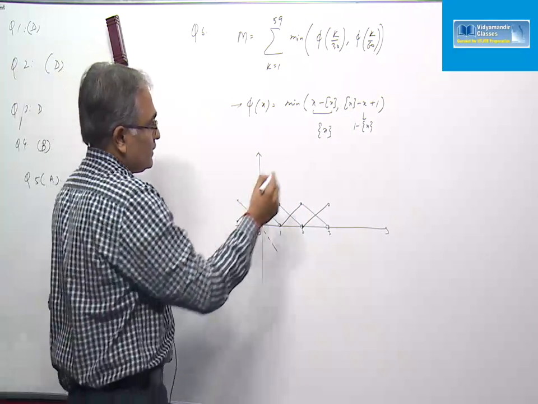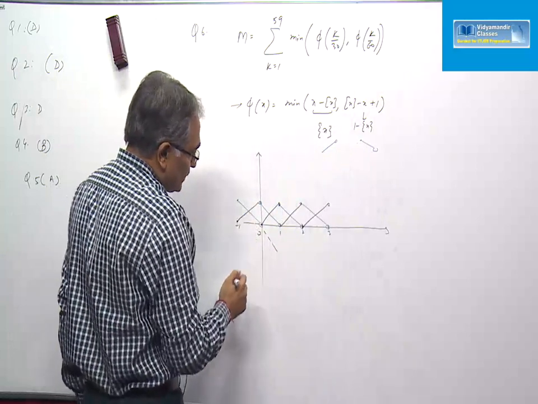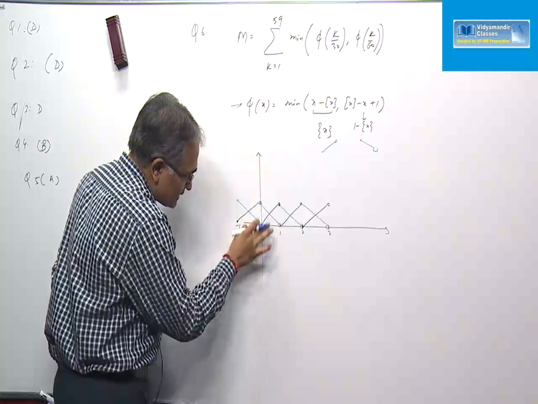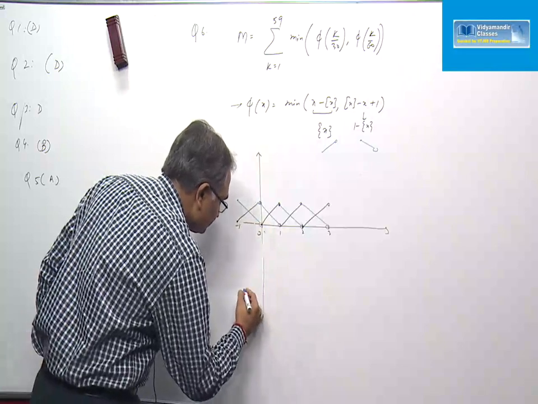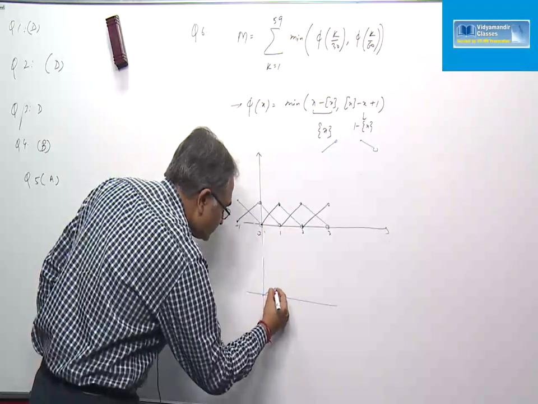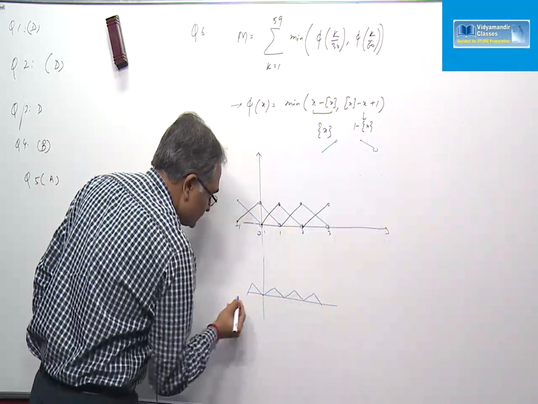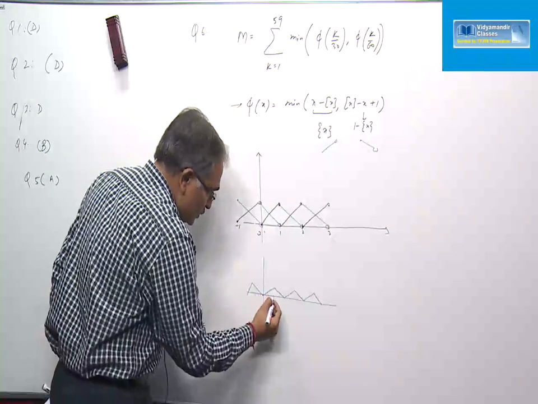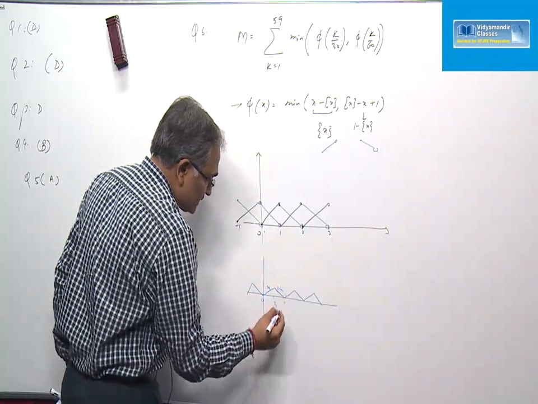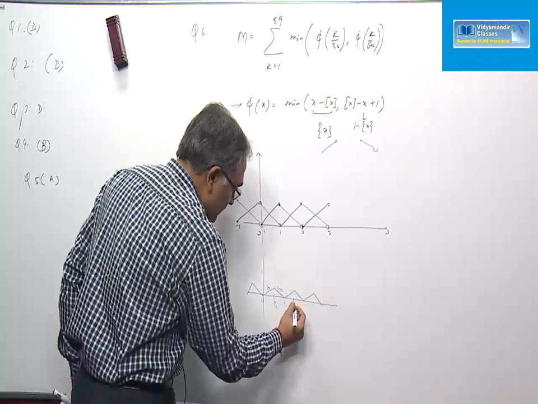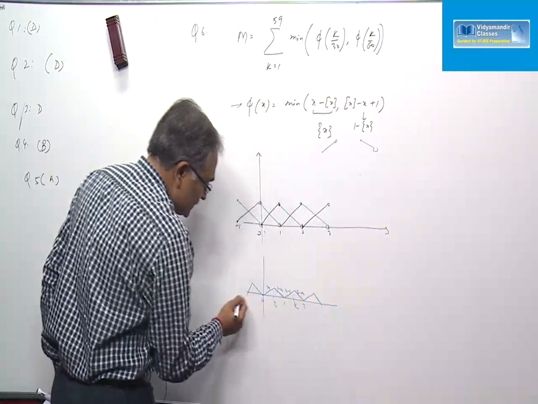Now the minimum of the two is the graph which is nearer to the x-axis. That is, minimum of the two must be of this form. From 0 to half it is x, from half to 1 it is 1 minus x. From 1 to 3 by 2 it is x minus 1, from 3 by 2 to 2 it is 2 minus x, and so on and so forth.